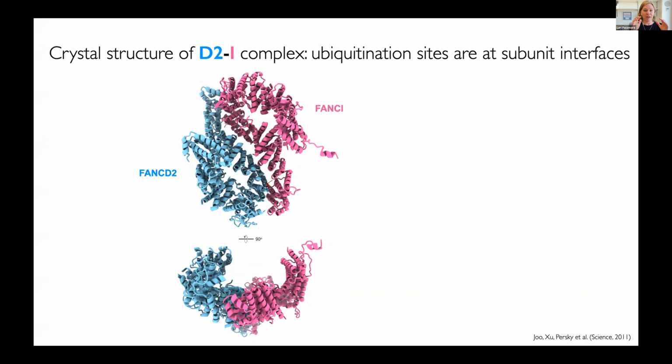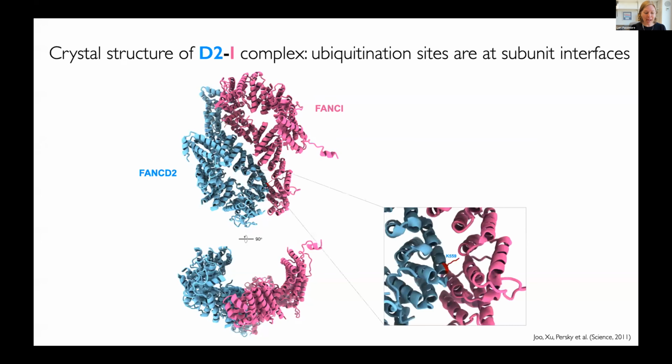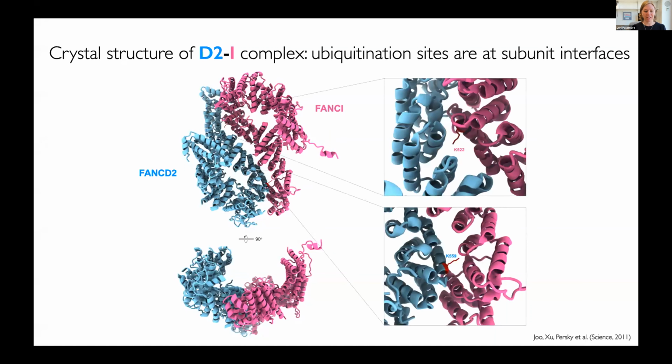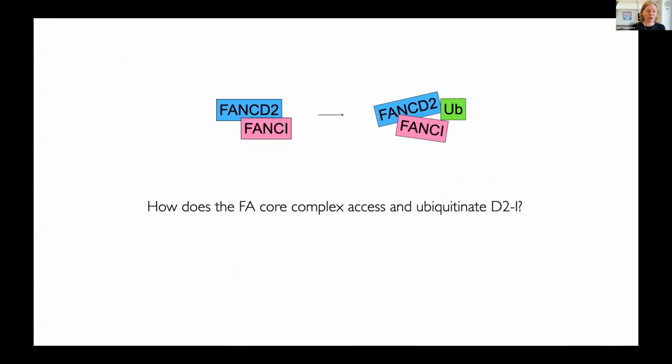Now, what was intriguing about this structure is that the ubiquitination sites on both subunits map to the dimerization interface. So they're really buried in between the two subunits, really raising questions about how the FA core complex can access and ubiquitinate these lysines, given that they're buried at the dimer interface.